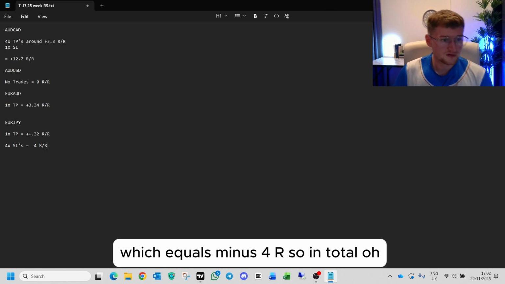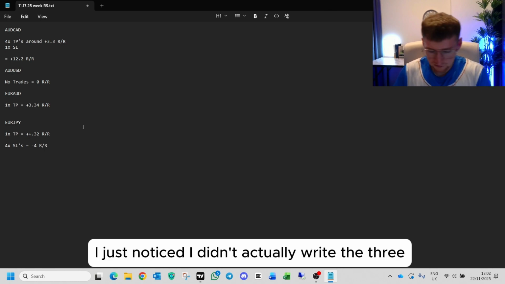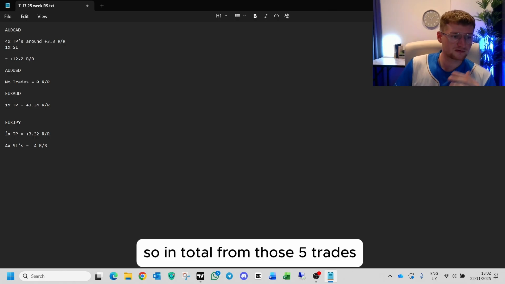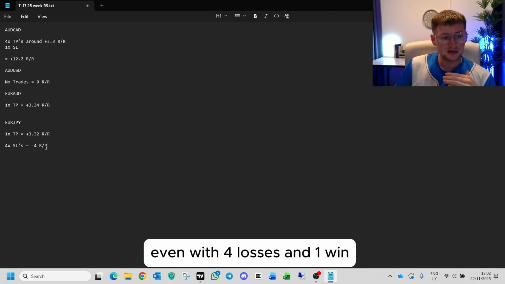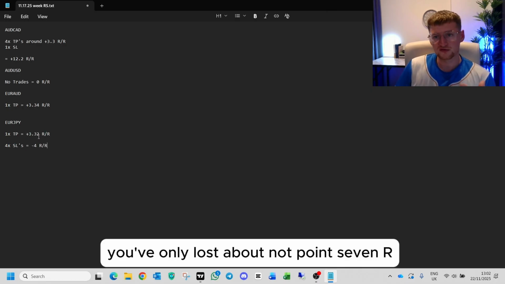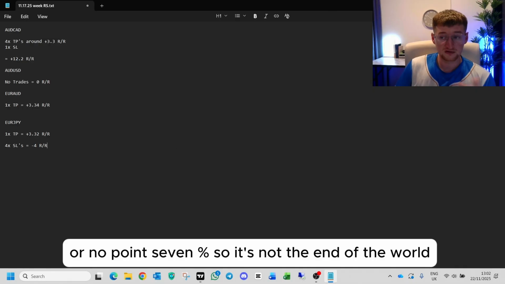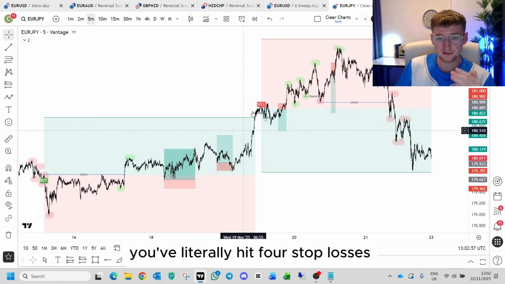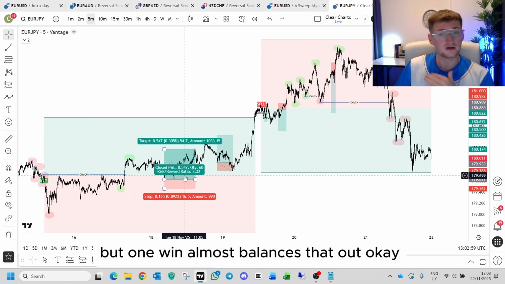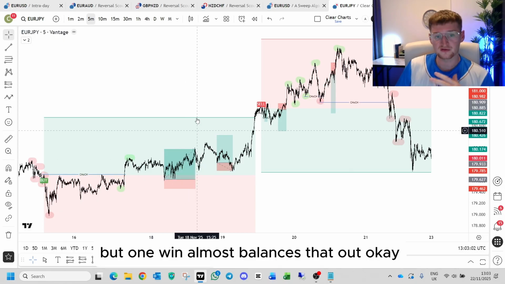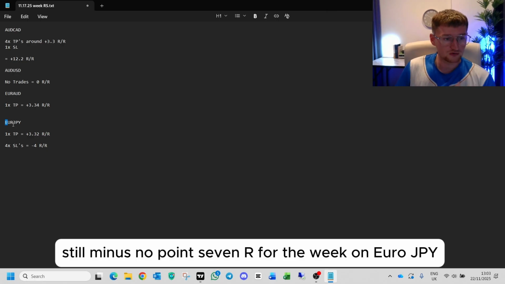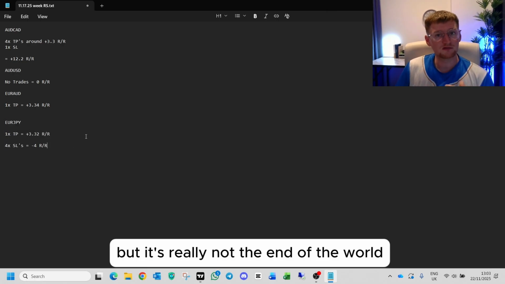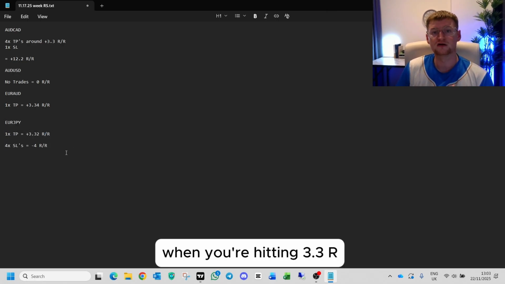So in total, oh, I've just noticed I didn't actually write the 3. So in total, from those 5 trades, because you're aiming for 3.3 Rs, even with 4 losses and 1 win, you've only lost about 0.7 R or 0.7%. So it's not the end of the world. You've literally hit 4 stop losses, but 1 win almost balances that out. It's still negative, still minus 0.7 R for the week on Euro JPY, but it's really not the end of the world when you're hitting 3.3 R every single trade.